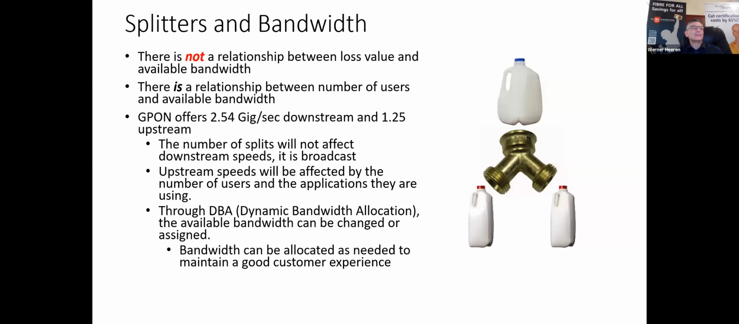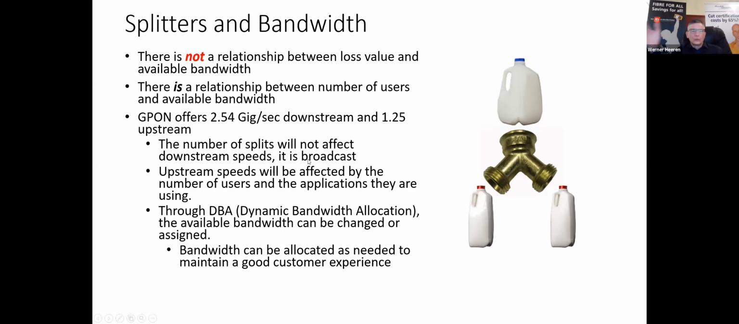Important here to understand this, because you have seen you have some downstream speed, but if you start splitting, you would expect, hey, the speed will slow down. No, there is no relationship between the loss value and the available bandwidth, but there is a relationship between the number of users and the available bandwidth. So GPON offers 2.54 gig per second downstream and 1.25 upstream, but all these users can still have that available. The number of splits will not affect the downstream speed because it's a broadcast.